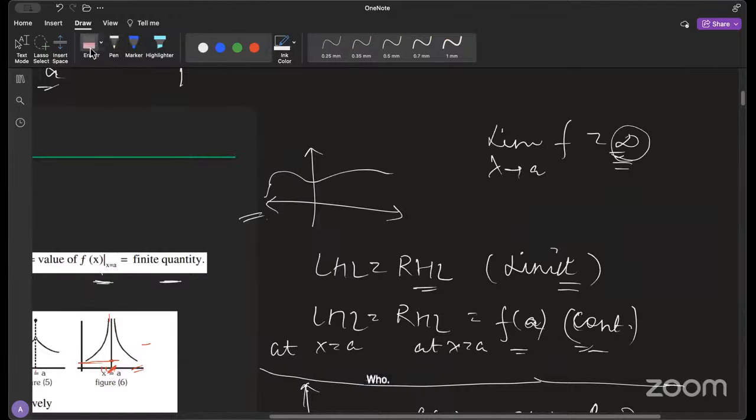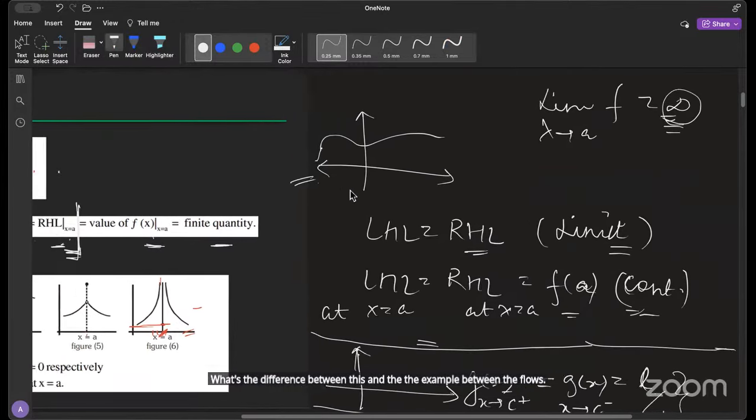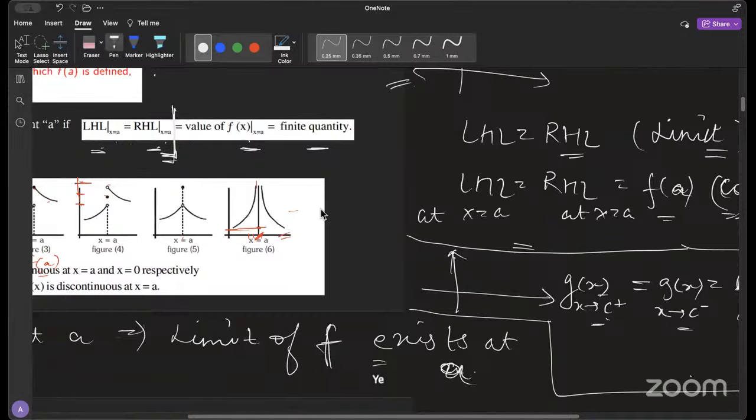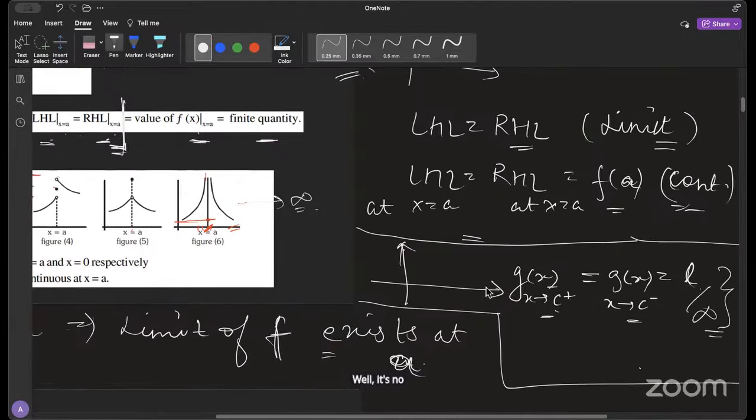What's the difference between this and the example which we just now said? Here also the limit is infinity only. Yeah, the limit exists here. In this example, the limit exists, it's infinity, but this is not continuous. Got it. Thank you.